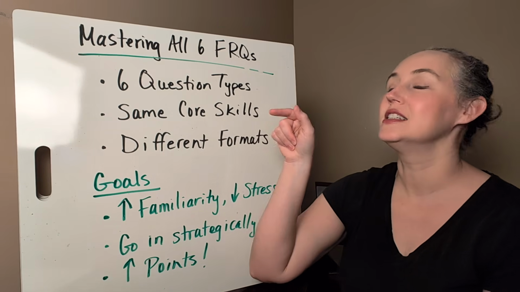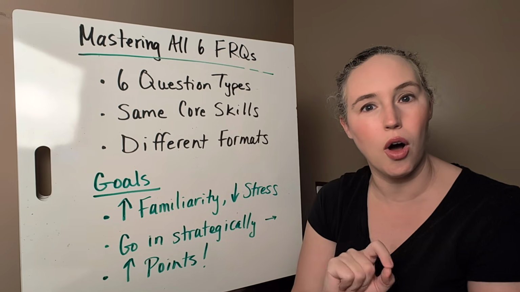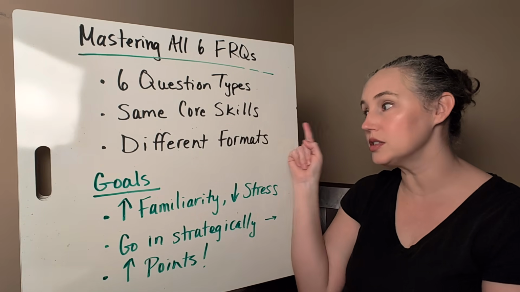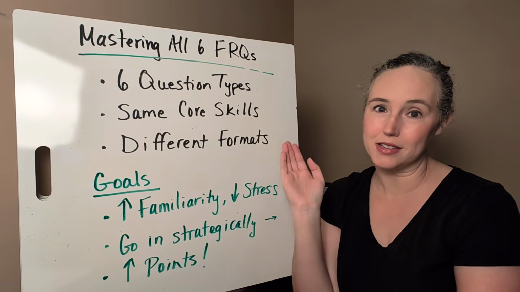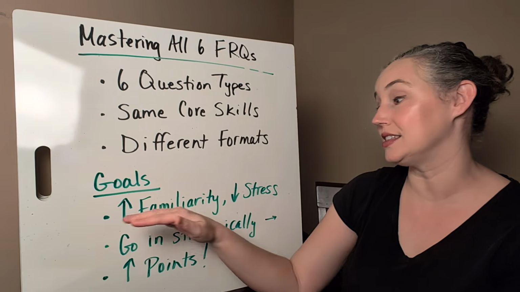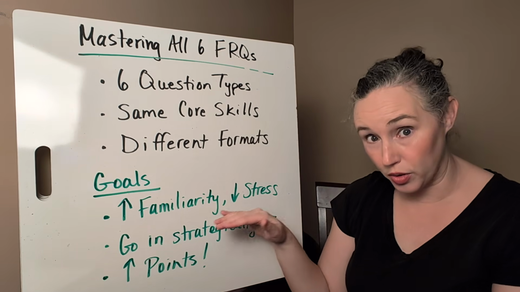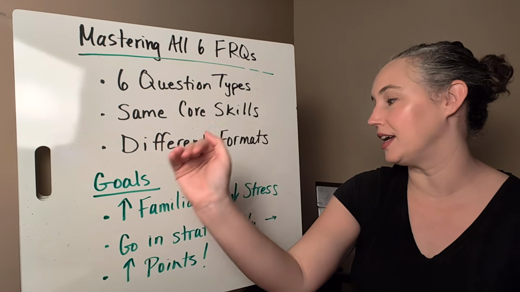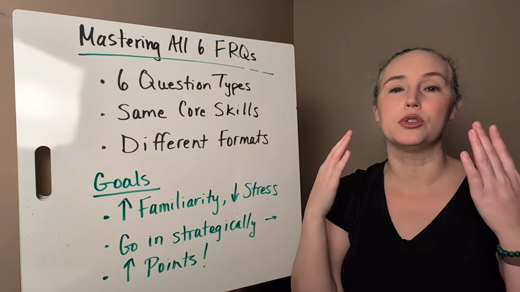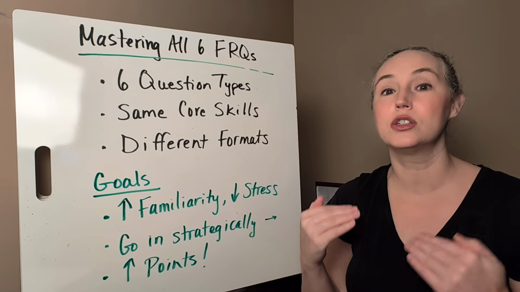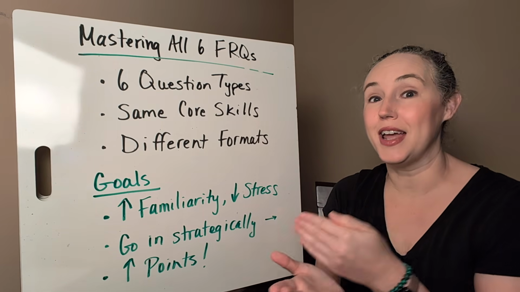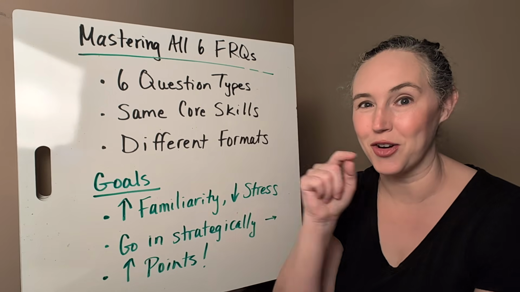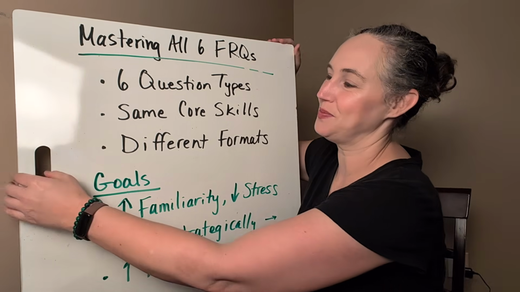There are 6 specific question types on the AP Bio exam. They all test the same core skills, just in different formats. So the goal of this video is to help increase your familiarity with the setup so you'll know what's happening going in. That will reduce your stress and anxiety so that you can walk in strategically confident and earn more points on the AP Bio exam.